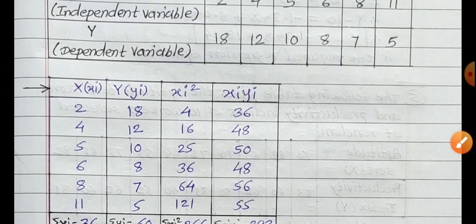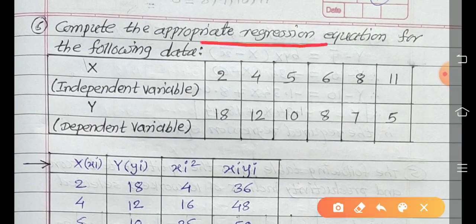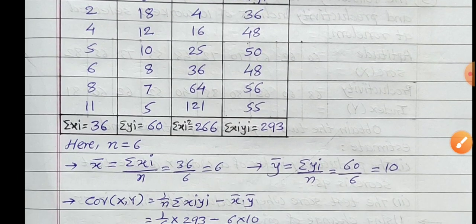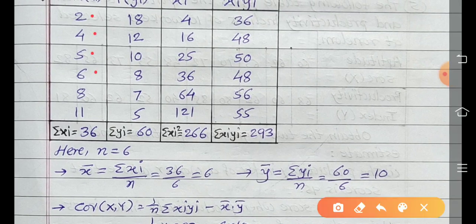And then the appropriate regression equation means what do we find out? Anybody tell again? Appropriate regression equation means the dependent variable is y, so we find out y on x here. So how many values are given here? 1, 2, 3, 4, 5, 6. So the value of n is 6. So we want the value of x bar. X bar means summation of xi upon n. So summation of xi is 36 divided by 6. So we are getting the answer 6.